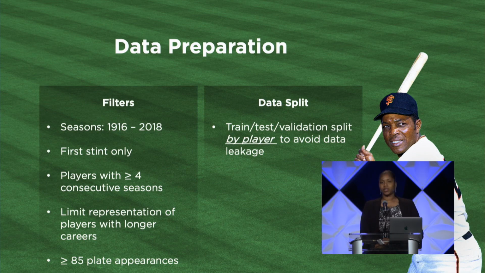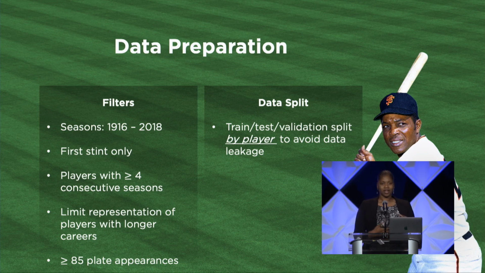I focused on data collected between 1916 and 2018, and I only looked at the player's first stint, so I didn't consider what happened after they were traded to another team. This was really because of the way that the data was collected, it was actually reporting performance on each individual stint. I could have also aggregated across the different time points if I was doing this for real, but again, this was just an illustration. I only looked at players that had at least four consecutive seasons, and think about the way that I'm constructing these rolling windows. A player that has a longer career has more rolling windows, right? I'm sliding that window over a longer period of time, so that player will have more points in the data set.